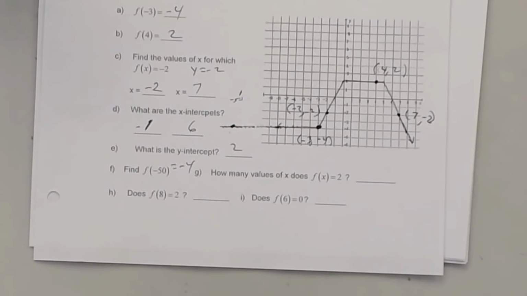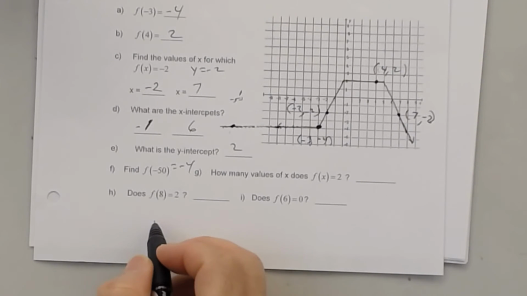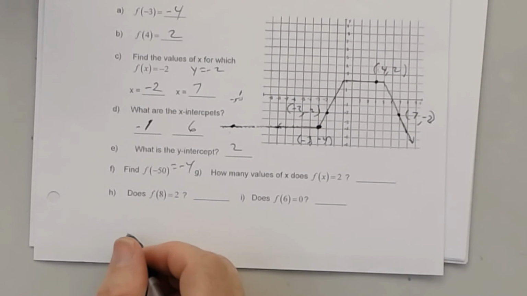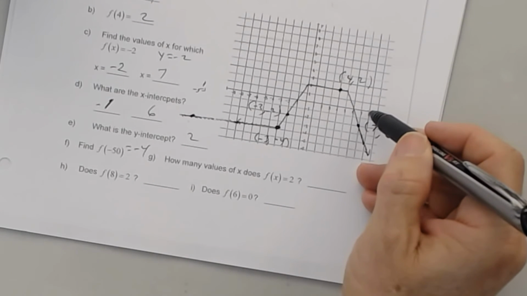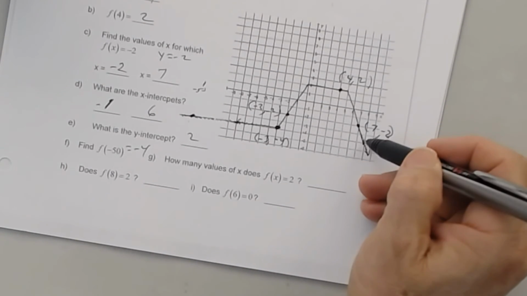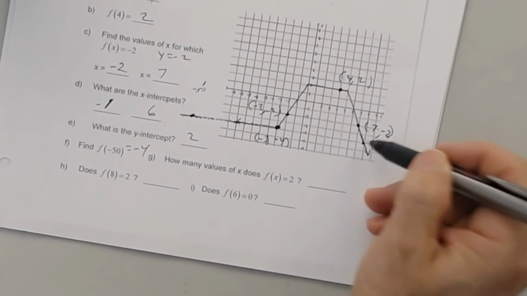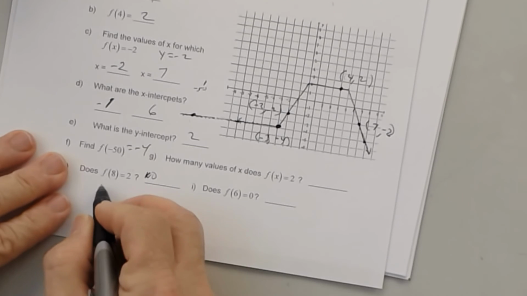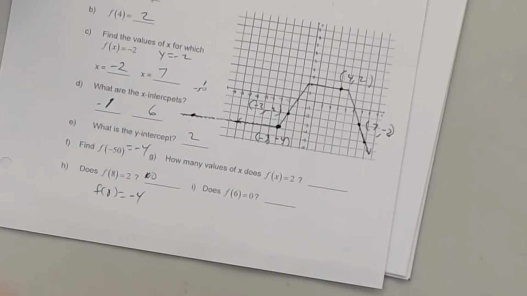Let's skip G for right now and go to H. So the question in H is this: is f of 8 equal to 2? Yes or no? F of 8. Yes or no? So you're saying f of 8 is 2? No, because look, if this is 8 right here, then that's the point corresponding to it. So the answer is no. In fact, f of 8 actually equals what? Negative 4, right?